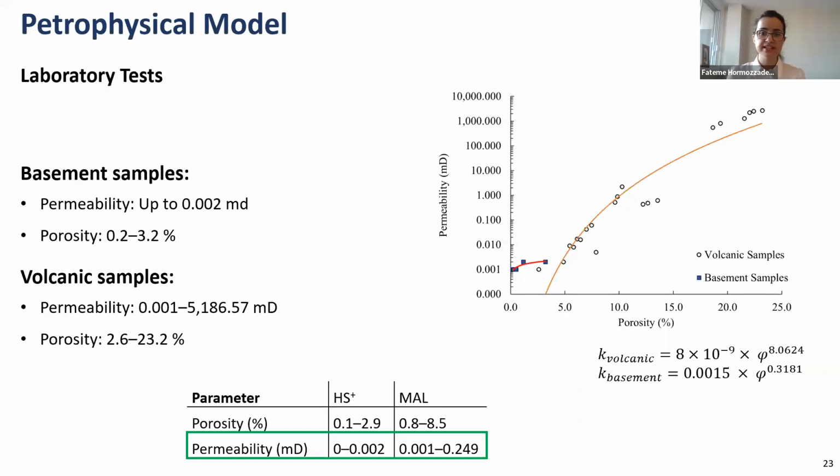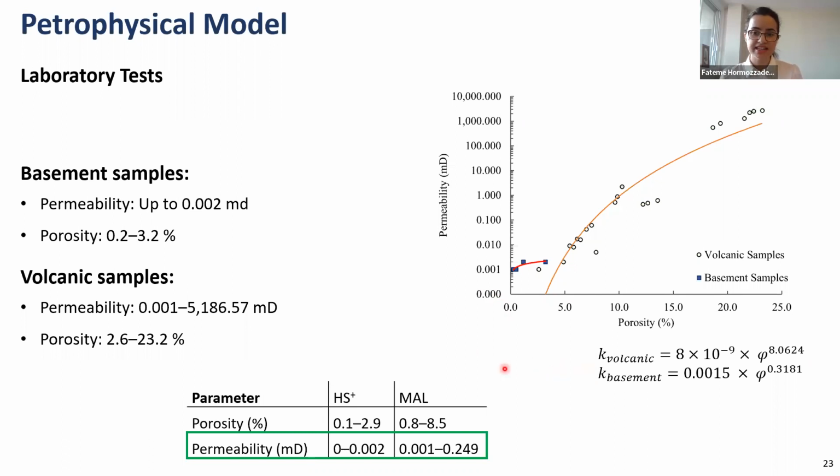So here we see the lab measurements. As I mentioned, there are some lab measurements with porosity and permeability values. There are two main categories, the volcanic samples and the basement samples. The volcanic samples showed higher porosity and permeability. We can use the lab results to correlate the porosity from the model to permeability.